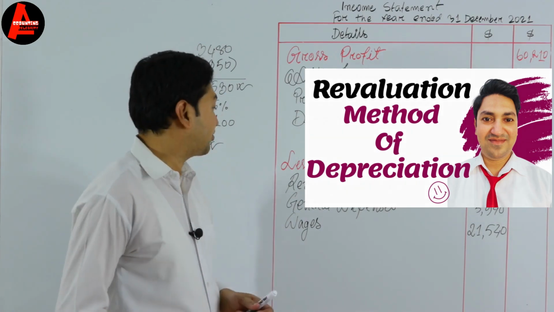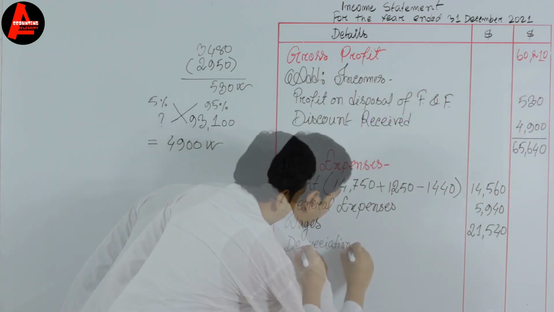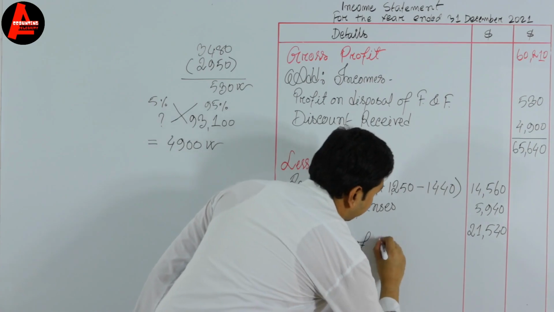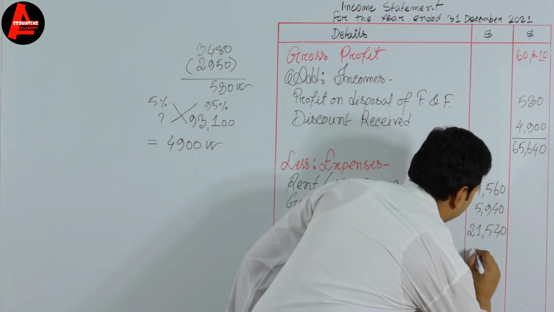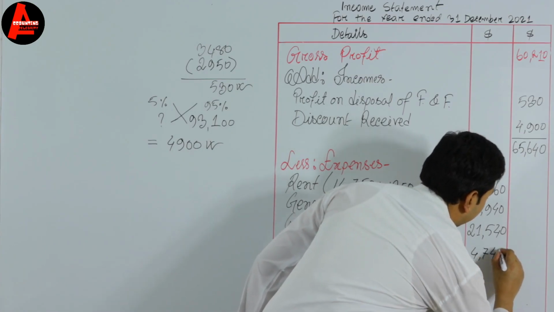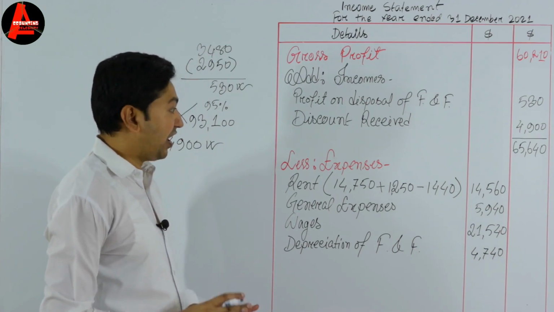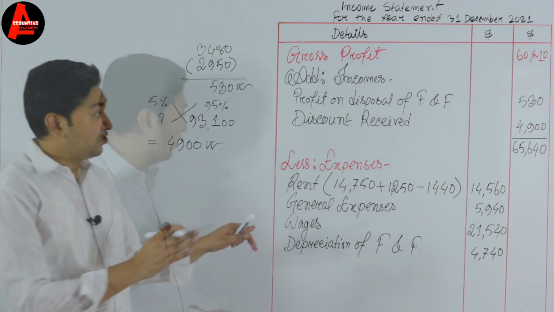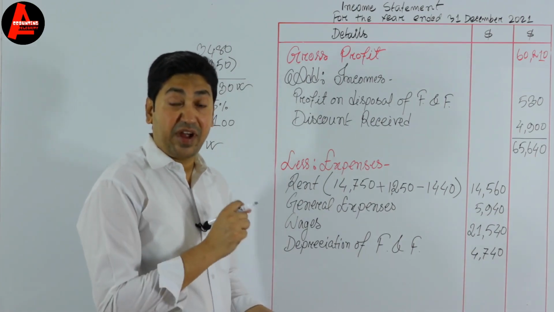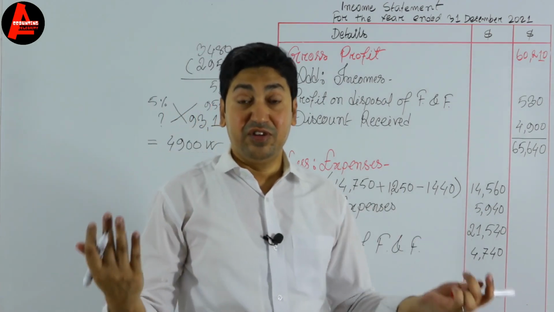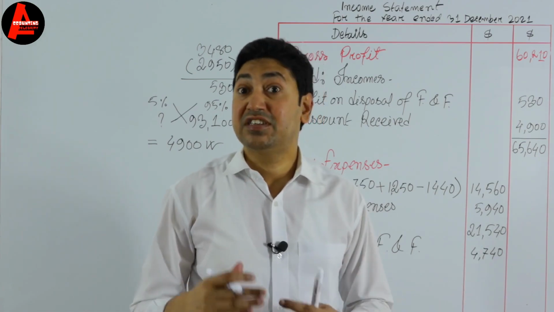So let us write here depreciation on furniture and fittings, $4,740. So these are the 4 expenses we had in this question. We have very few items but very complicated calculations. If you practice these questions properly, you will learn many things, and you'll be able to answer many complicated questions in your exam.